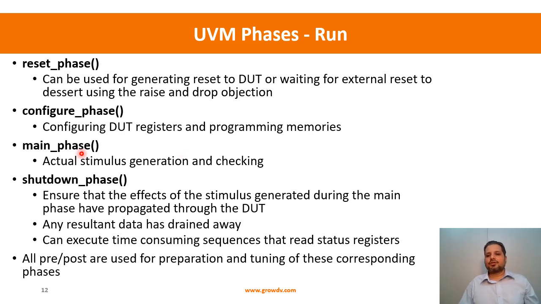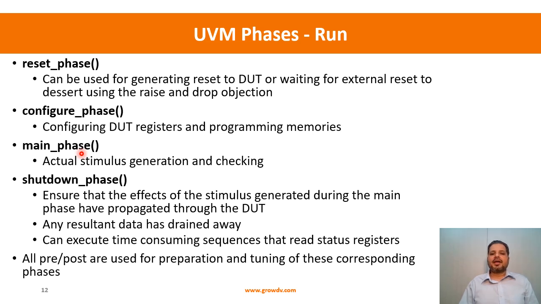So in the main phase, you can generate the stimulus, and in the shutdown phase, you can wait for all the responses to be flushed from the DUT, right? So you could check for some status registers, or you could even make your scoreboards wait for all the response collection. So that can be done as part of the shutdown phase. We will look at this in a little bit more detail when we go to the end of test criteria.